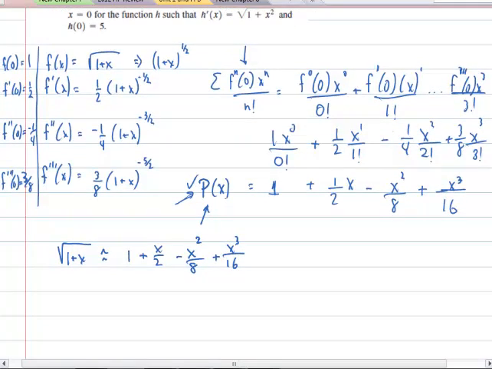So now when they ask me to find the next function, which is the square root of 1 plus x squared, and they're calling that equal to g of x, and this is going to be another polynomial that is approximately equal to, what I have to do is plug in x squared everywhere I saw an x. And it's just that easy.